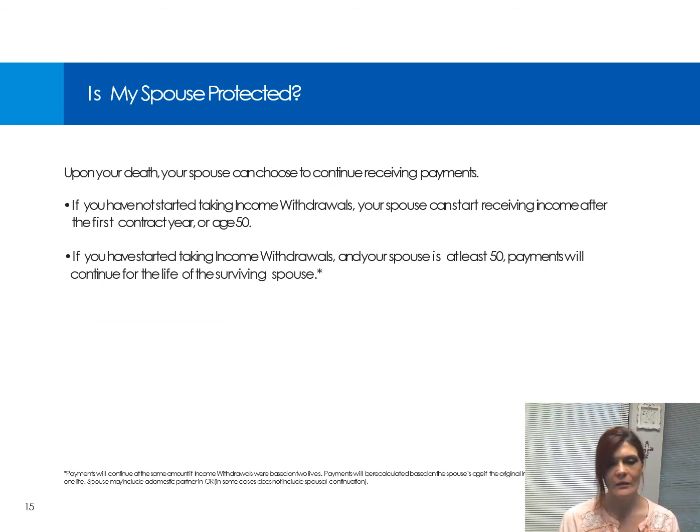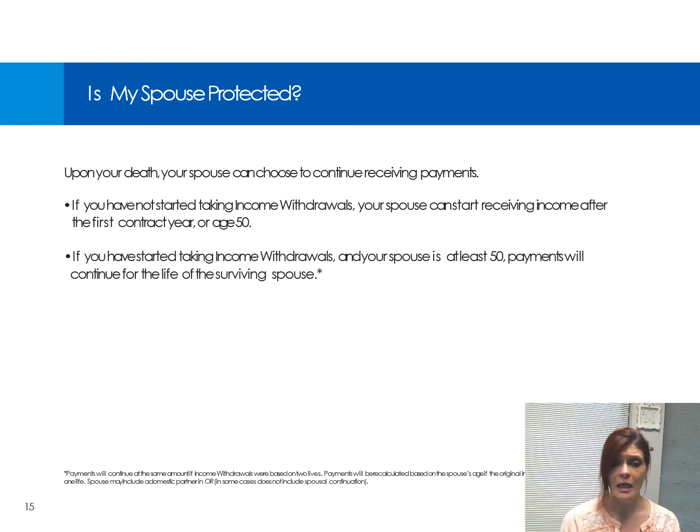Now, how is your spouse protected? If you have a spouse and you have a joint account, you can do a joint income. A joint lifetime income is generally a little bit less than what you would see on a single income because they'll use a different payout factor, but then it will pay until the second person passes away.